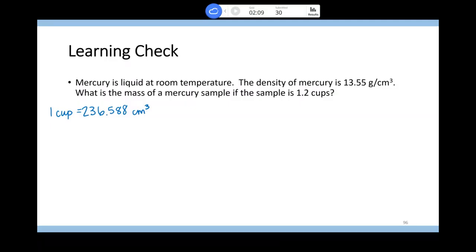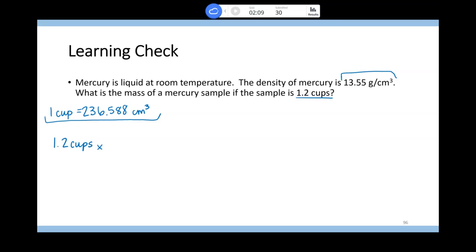Okay, let's start going through this one together. We have 2 conversions that we're using. We're going to use density as a conversion, and then 1 cup equals 236.588 cubic centimeters as a conversion. But the measurement that we're provided is 1.2 cups of mercury. We're aiming to get to grams. Before we can use the density conversion, we need to convert cups to centimeters cubed, so that our units of volume are the same as in the density conversion.